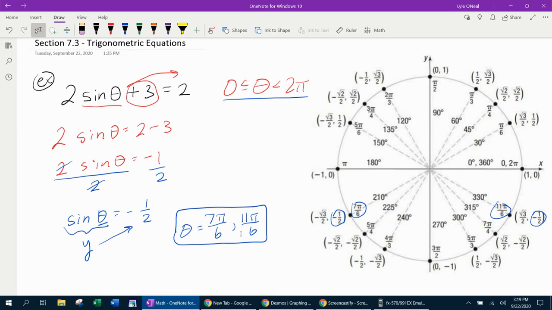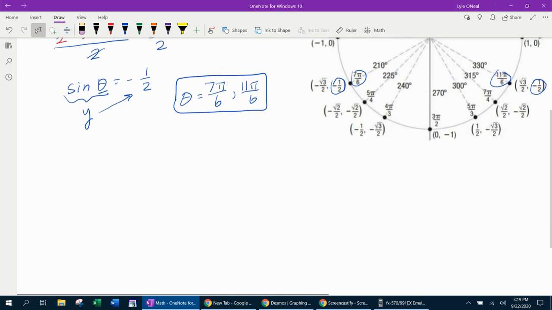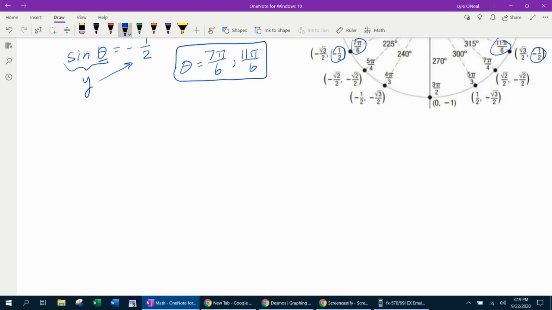So now you've seen how to solve this manually and electronically. So now we can move to another example. Okay, here we go. Next example, we've got 4 cosine squared theta equals 1 with the same restrictions. We're looking for angles on the interval from 0 to 2 pi that will be solutions to this equation. All right, so the first step again is to isolate the trig function.